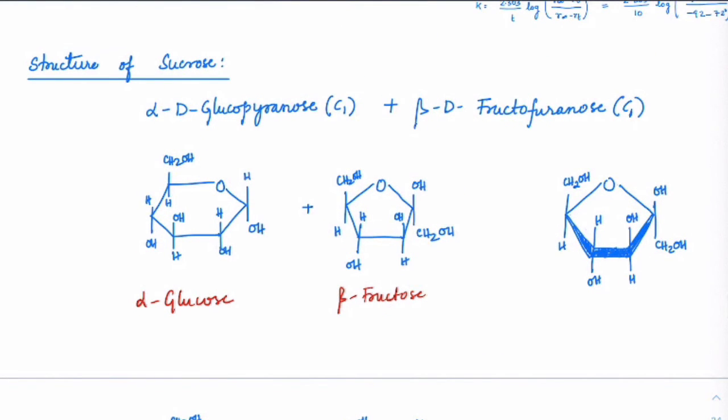It has been seen that sucrose is formed by alpha D glucopyranose, this one, with carbon 1 connected with fructofuranose, carbon 1 with this carbon. The connection has been established between these two. Okay, how does that react? Means what is the reaction that is happening here?